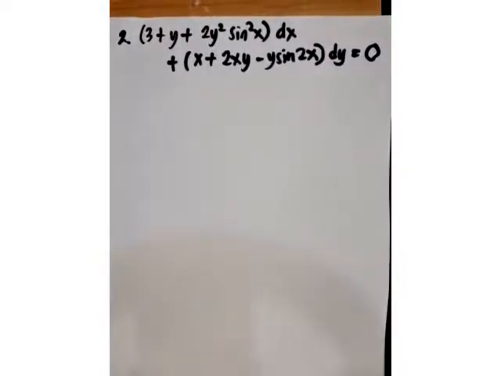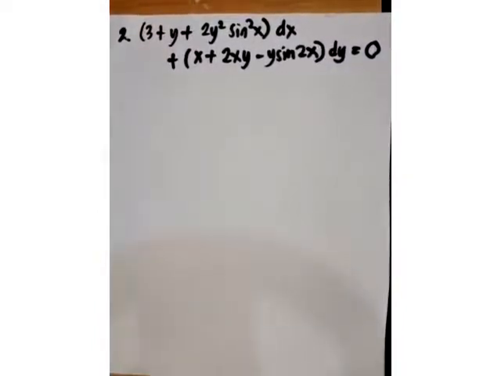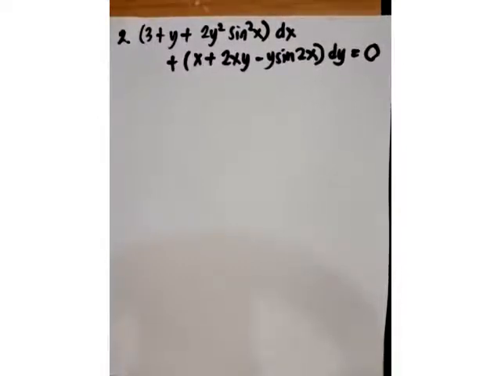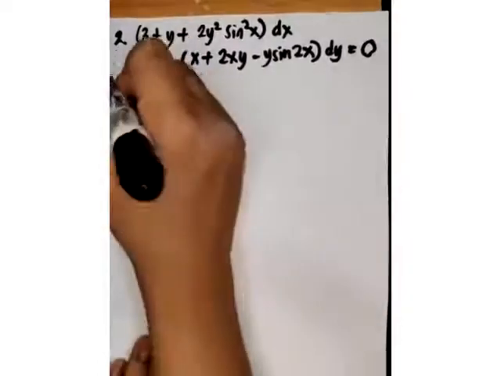So (3 + y + 2y² sin²x) dx + (x + 2xy - y sin 2x) dy = 0. Is that exact or not? Okay, so let's test for exactness.